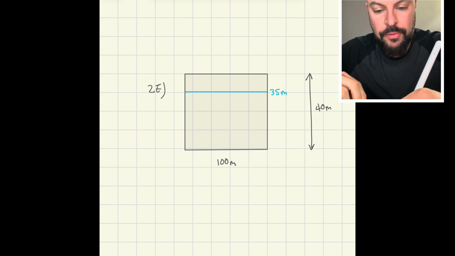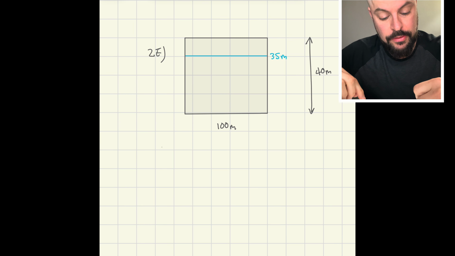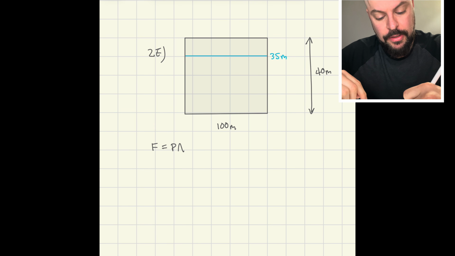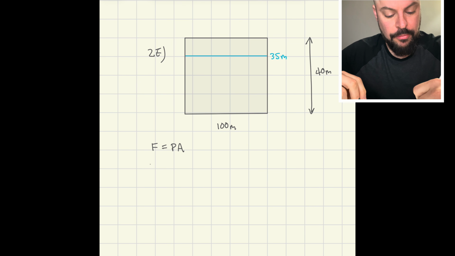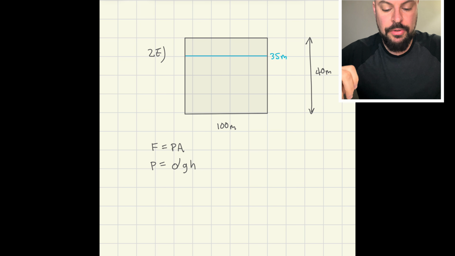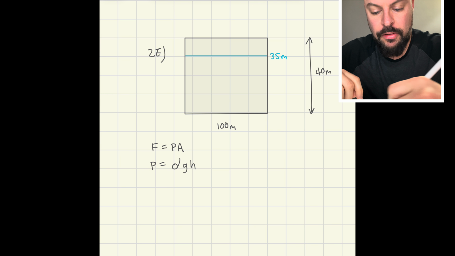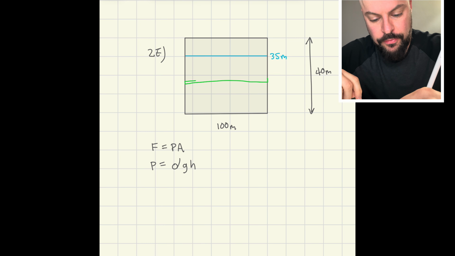Some formulas we want to keep in mind: force equals pressure times area, and pressure is given by our density, our gravitational constant, and h, which is our depth. So to find this, we want to do a test strip, and we're going to find the force on this test strip.